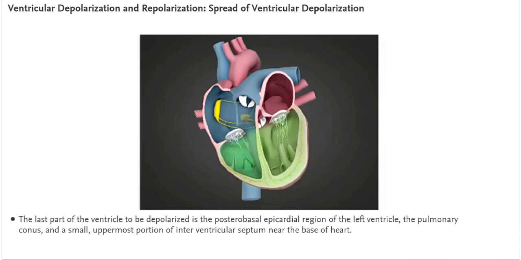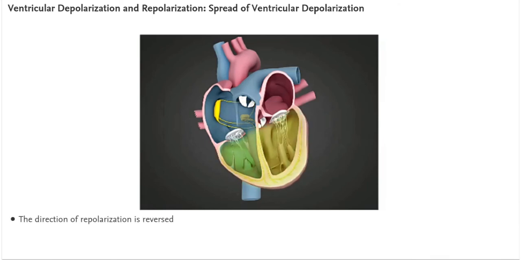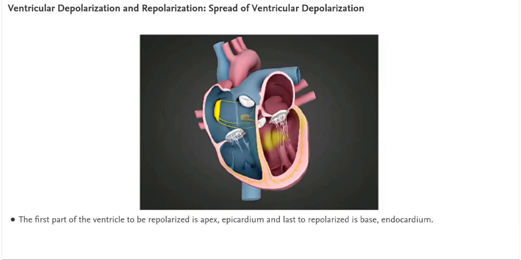The direction of repolarization is reversed. Repolarization proceeds from epicardium to endocardium. The first part of the ventricle to be repolarized is the apex, epicardium, and the last to be repolarized is the base, endocardium.